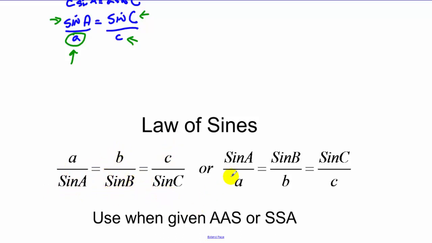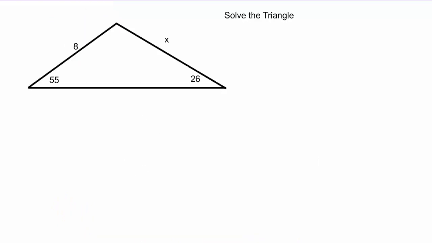Likewise, I could write it as the reciprocal relationship. The sine of an angle over its opposite side is equal to the other sines of their angles over their opposite sides. And we want to do this when you have an angle-side given or a side-angle. So let's go back and do that problem that we started with. We have an angle-side given, so we can use our law of sines, and I want to find x, so I'm going to put my unknown on top.